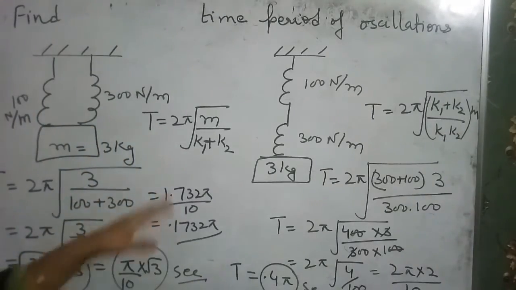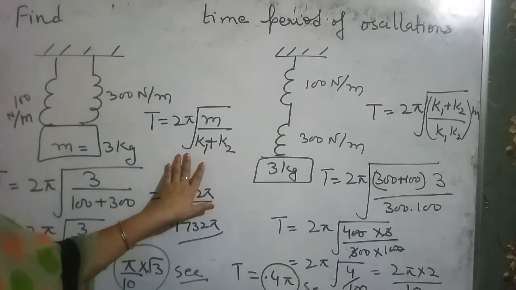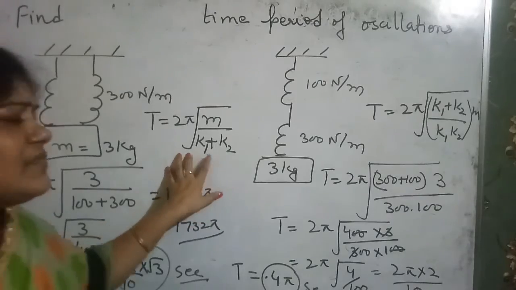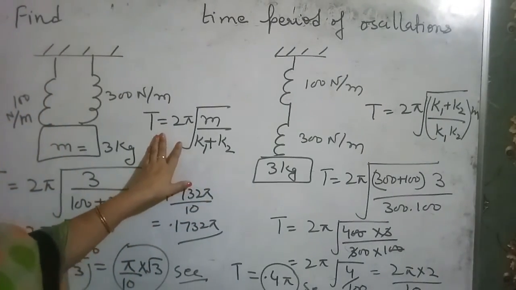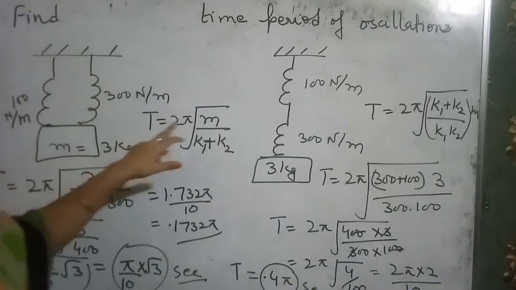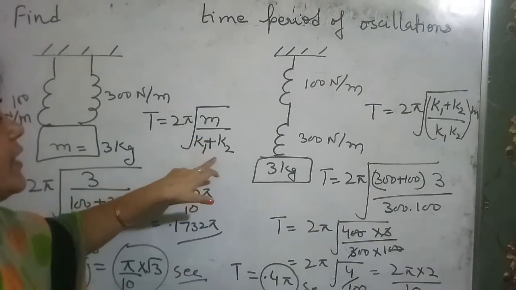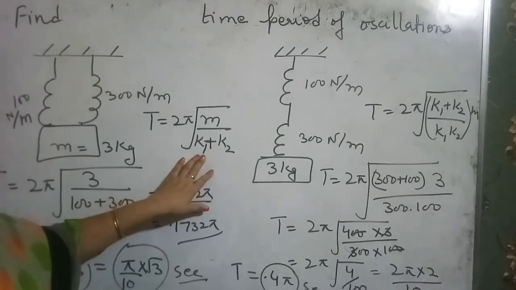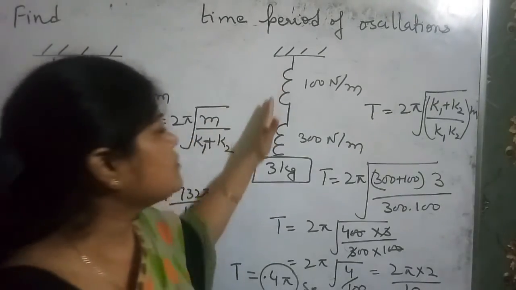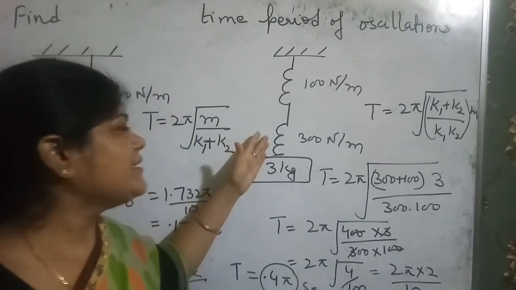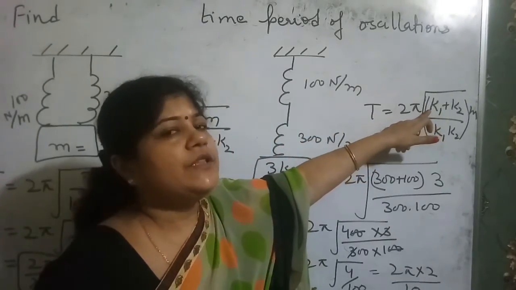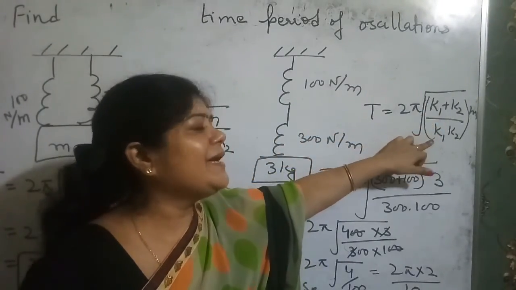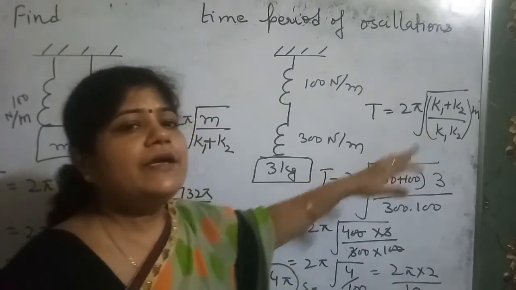So in this way, if you remember the formulas, it's very easy to solve these types of questions. Clear? So just remember, in this case you have to add K1 and K2 and write in the denominator. And in case of this type, when a spring is attached to another spring, we have to add the spring constants and put in the numerator, and multiply them and put in the denominator.